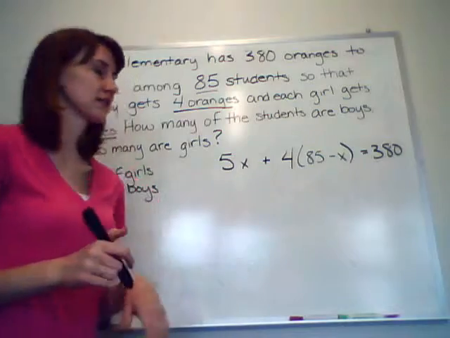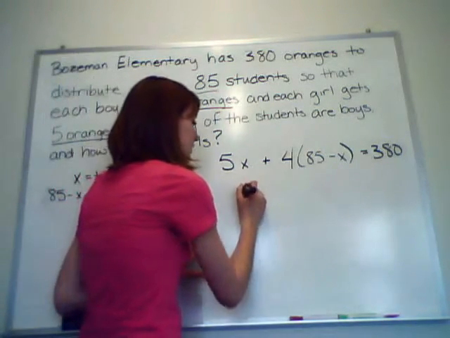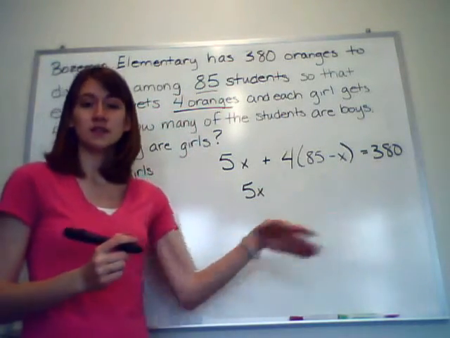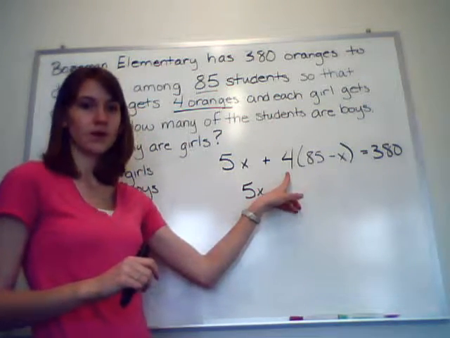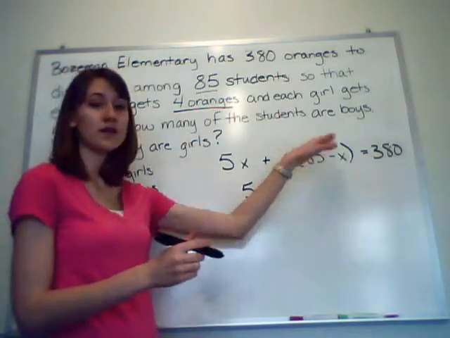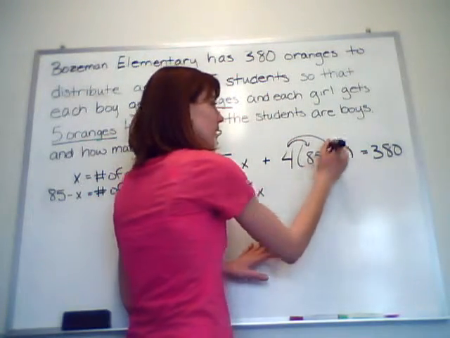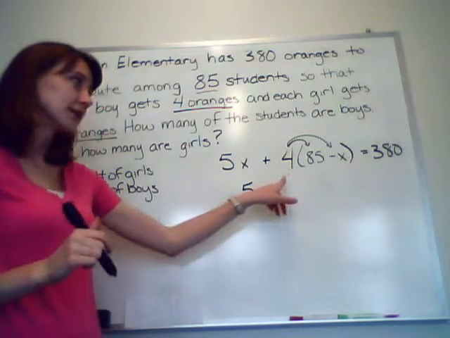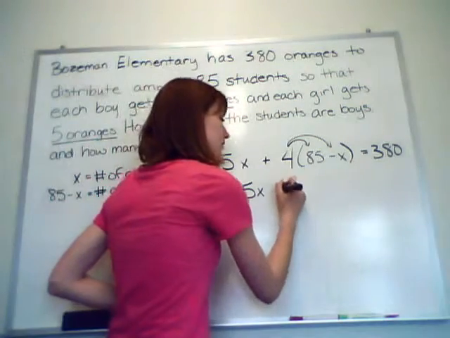So let's go ahead and get this started. We're going to start just by taking this 5 and bringing it down. And then we need to look at this. Here is where our distributive property comes in, and we need to distribute our 4 to our 85 as well as to the x, so it's going to go to both of these and be distributed out among those two. So if we take 4 times 85, that is going to equal 340.